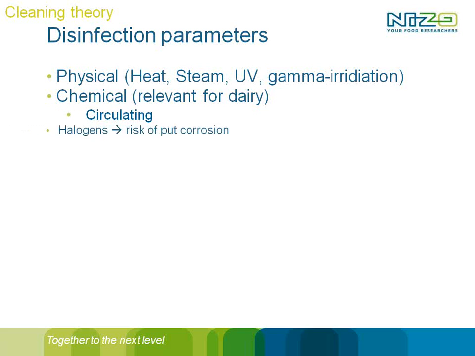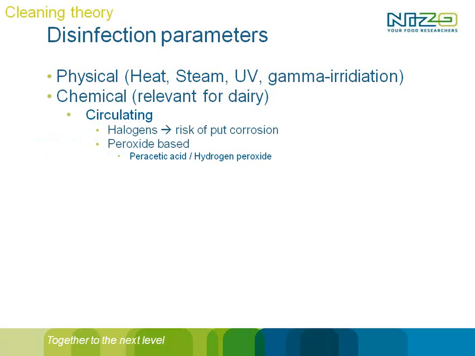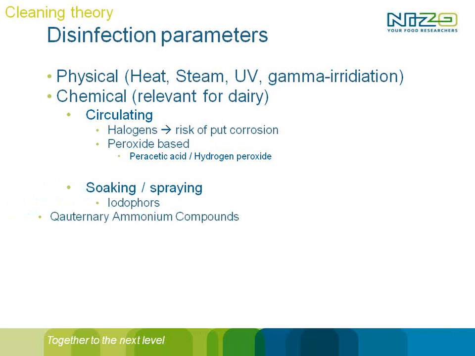Then you have two ways of doing so. First of all, you have the circulating way of disinfection, which is in fact the same as CIP. You start pumping around a disinfectant, and for example halogens, peracetic acid or hydrogen peroxide are very well known for this type of disinfection. Then there is disinfection out of place, where we talk about soaking or spraying. There you see more the iodophores or quaternary ammonium compounds applied, for example, to disinfect surfaces. If you don't have the possibility of disinfection in place, you do disinfection out of place.